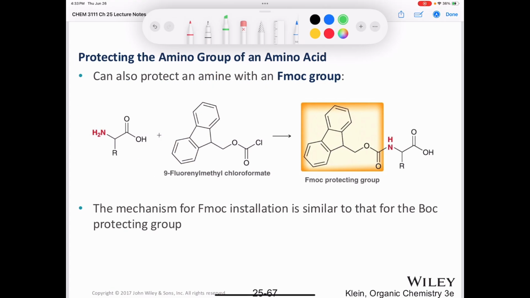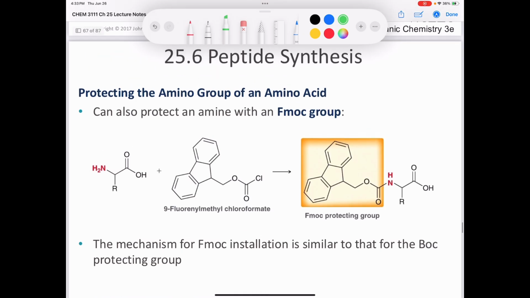Now, something you've realized at this point in organic chemistry is that all chemists need to know more than one way of doing the same type of reaction. And this isn't really the same thing, but it is another way to protect an amino group. And it's using what we call an Fmoc. It's kind of a long one here. The Fmoc protecting group. And the Fmoc comes from the reagent here, which is 9-fluorenylmethyl chloroformate.